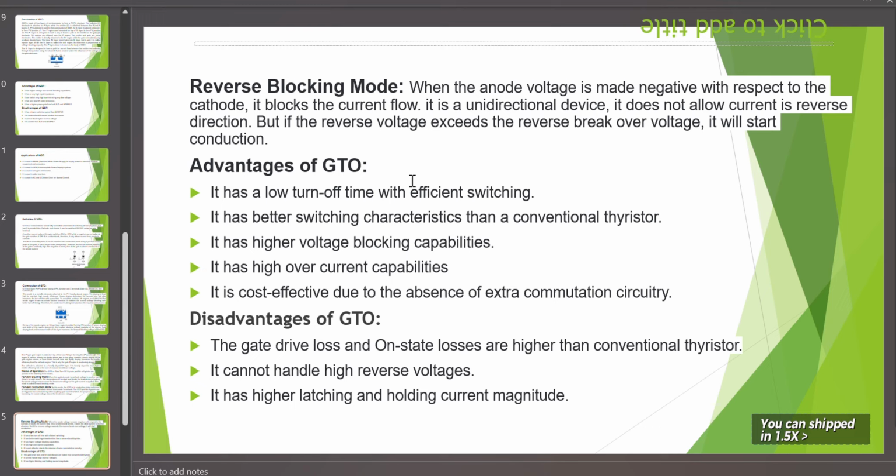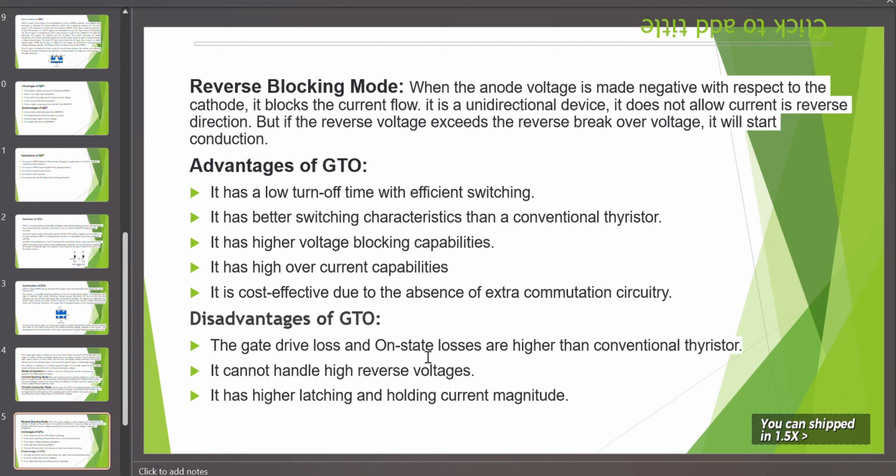Okay, advantages of GTO. GTO-র advantage কি কি হয়, it has low turn off time with efficient switching, মানে টার্ন অফ টাইম কম উইথ এফিসিয়েন্ট সুইচিং। It has better switching characteristics than conventional thyristor, কারণ low turn off time. It has higher voltage blocking capability, it has higher overcurrent capability, it is cost effective due to the absence of extra commutation circuit. Okay?